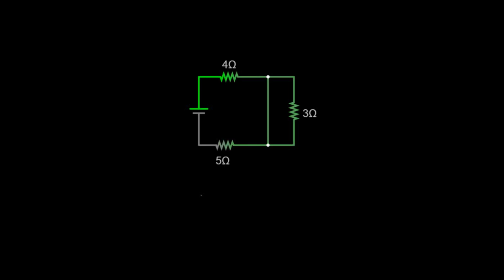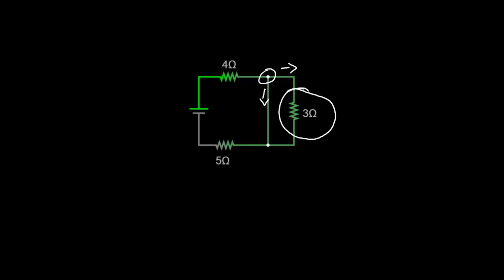From this circuit diagram on the screen, you'll see that we have a short circuit path here. This short circuit path is going to prevent current from flowing through this 3 ohms resistor. This is because when the current from the source gets to this junction, it has two options, whether it will take this direction or this direction.